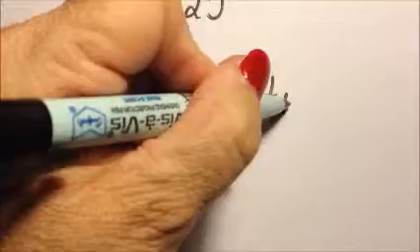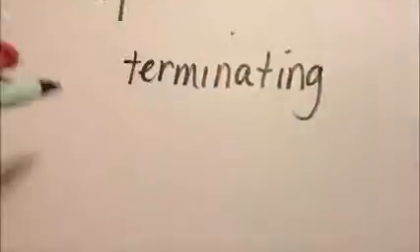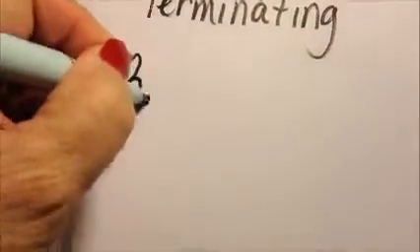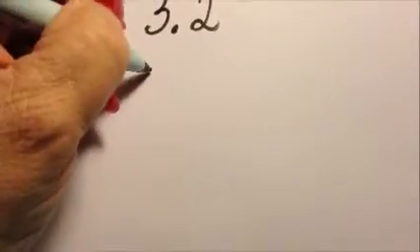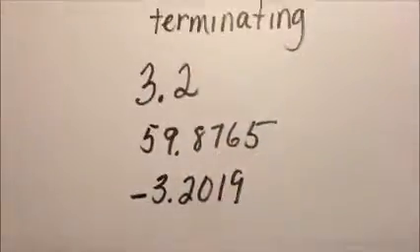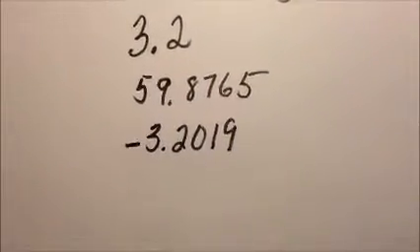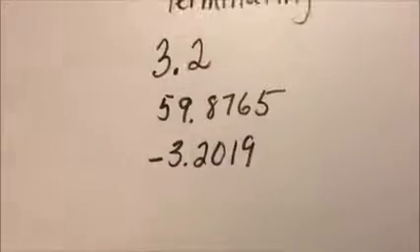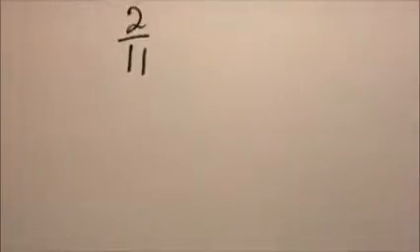Okay? Terminating decimals stop. They could be numbers like 3.2, 59.8765, negative 3.2019. In other words, all of these numbers stop. The decimal parts stop. Okay, let's look at a number like 2/11.